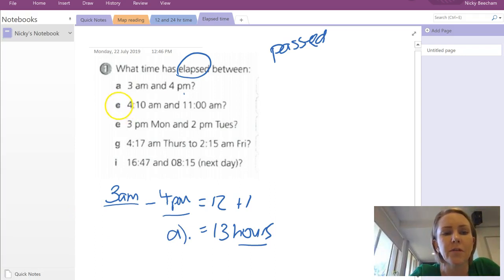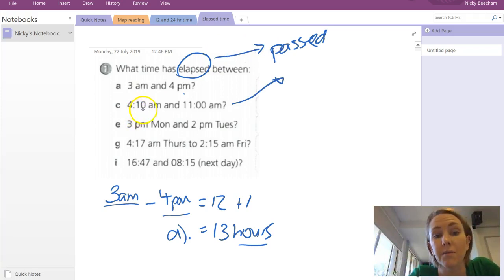Okay, C that we've got here, and I haven't done the other questions of B and D, etc. Let's do C over here. 4:10 a.m. and 11 a.m. So we're thinking very early in the morning, 4 a.m. to 11 in the morning. Okay, so it's not a huge time period that has passed, and because it hasn't said between one or two days, we would assume it's the same day.